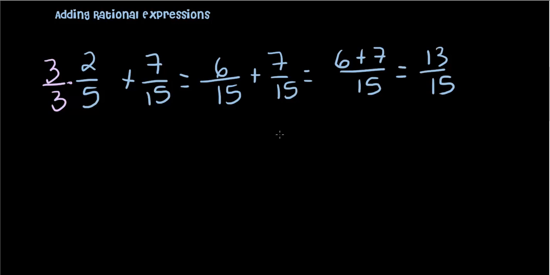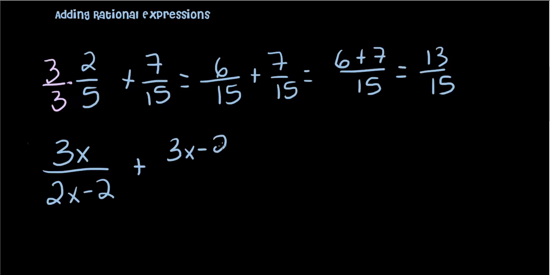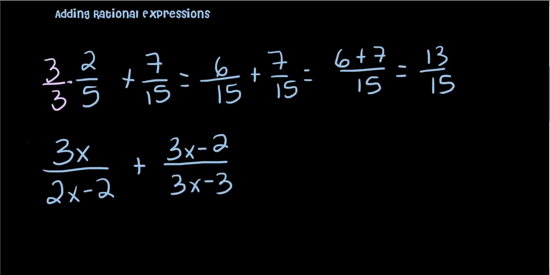Right? So that's the same thing we're going to do now, but with variables. So let's begin with 3x over 2x minus 2 plus 3x minus 2 over 3x minus 3. So how do we do this?